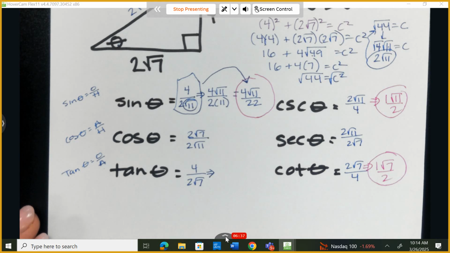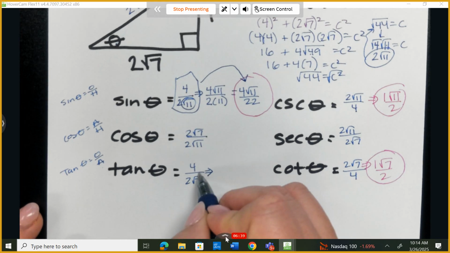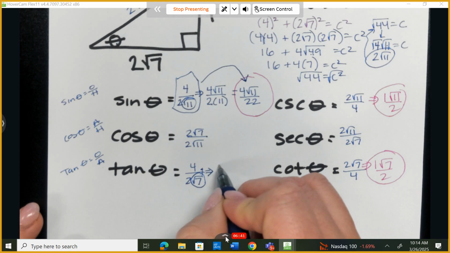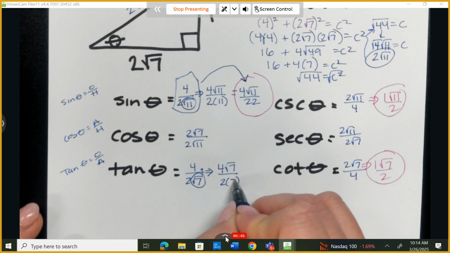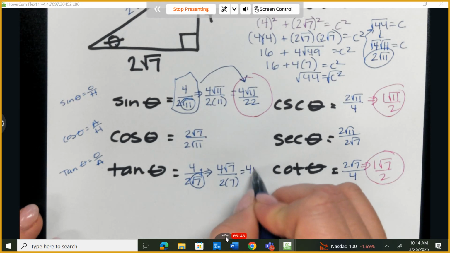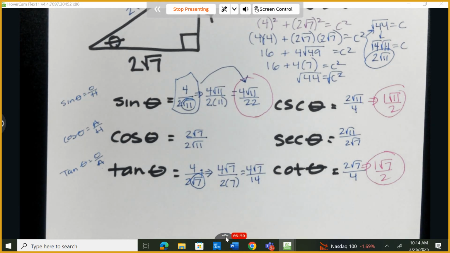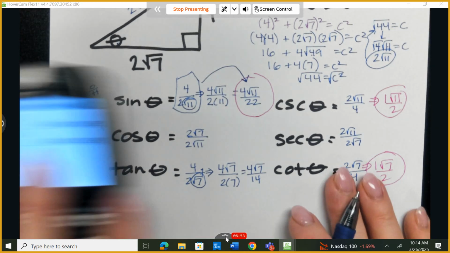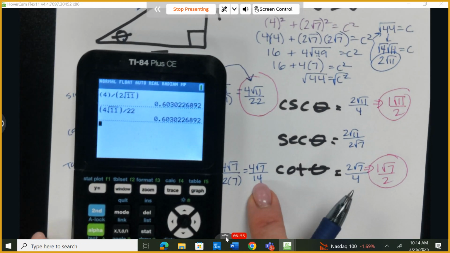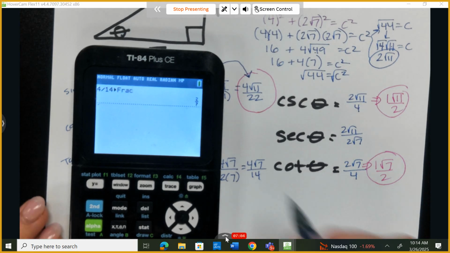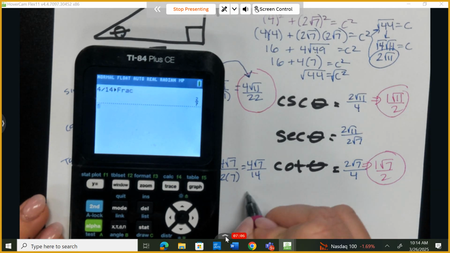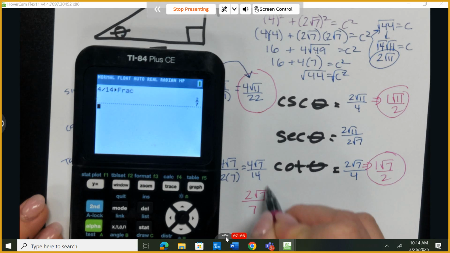You may be wondering, where do I start? I'm going to take the square root of 7, I'm going to throw it up top. So I have 4 square roots of 7, and now on the bottom I'm going to rewrite the 7 with no square root. So 4 square roots of 7 over 14. All of this is great, but I see the two like terms, this 4 and this 14, they're both even. I know they can be reduced. If you can't do it in your head, you're going to hit 4 divided by 14, math, fraction, enter, enter, and I can see this is going to reduce down to 2 on top and 7 on the bottom.